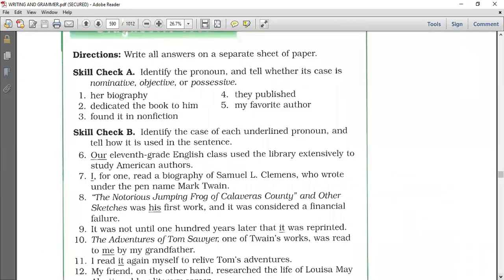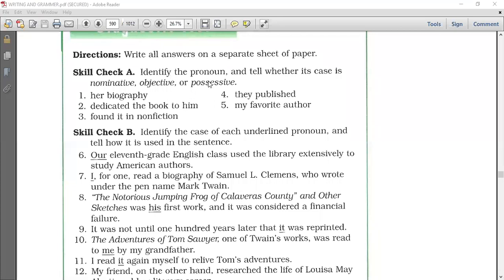Nominative. Nominative means when they are subjects. Objective, if they are the objectives of verbs or the objectives of prepositions. Or possessive. Okay, here look at this skill check A. I want you to be active, please.